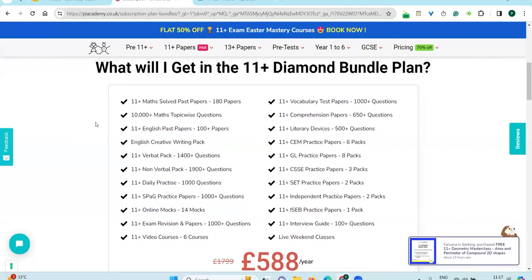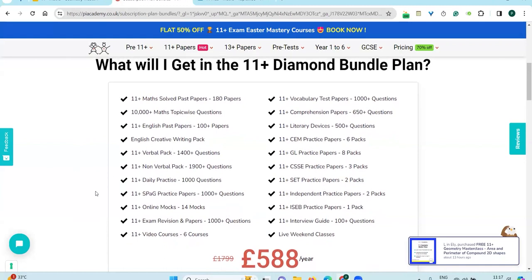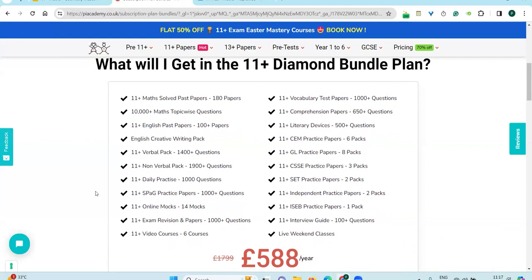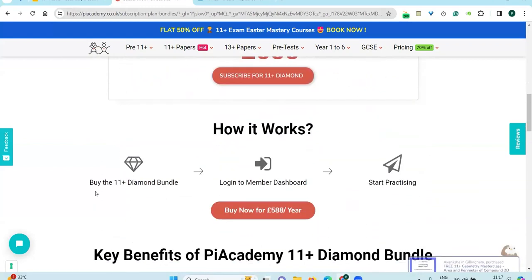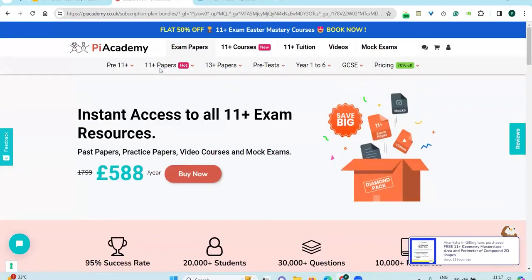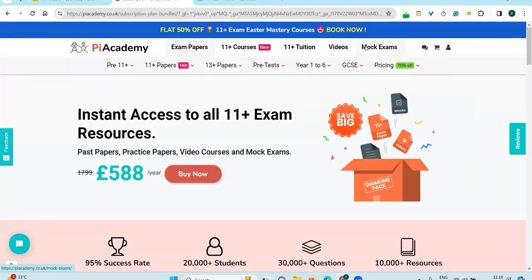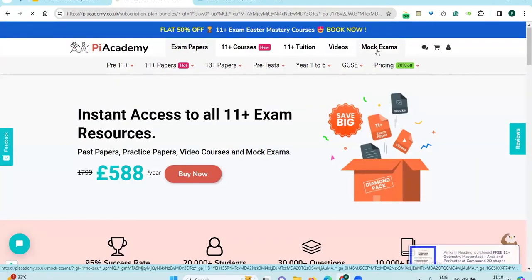So with the diamond plan, you would be able to unlock all these papers that you can see that have been listed here. And with this, you can be assured that you have 1 year of access to the whole website and you're able to practice all the topics and all subjects. So yes, please do check out the 11 plus diamond plan. It would unlock the complete website for you, which includes all the 11 plus past papers, which you see over here. It includes all our video courses. And it also includes our mock exams.